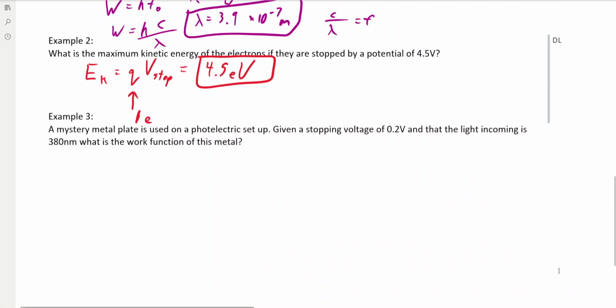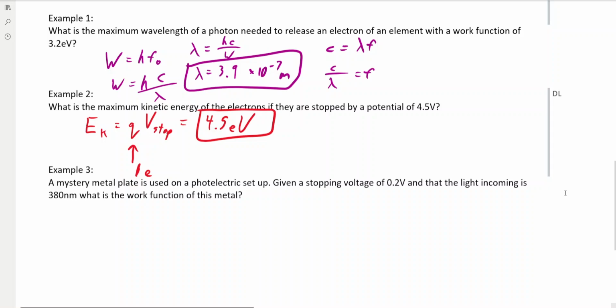Okay, example 3. If a mystery metal plate is used in a photoelectric setup, given the stopping voltage of 0.2 volts and the light incoming is 380 nanometers, what is the work function of this metal? So this is a more realistic setup where you're seeing this effect taking place. So stopping voltage, just barely stopping the electrons from making it to the other side.